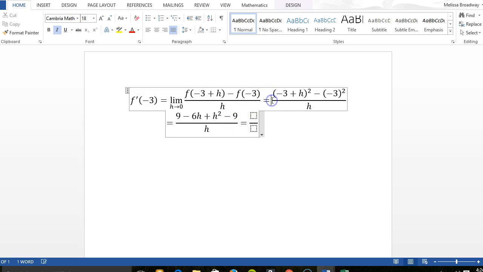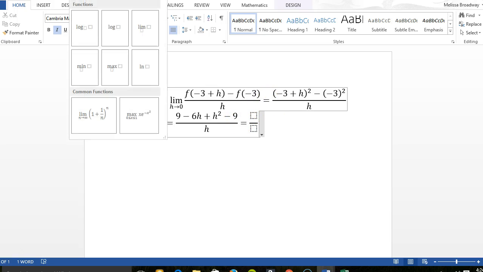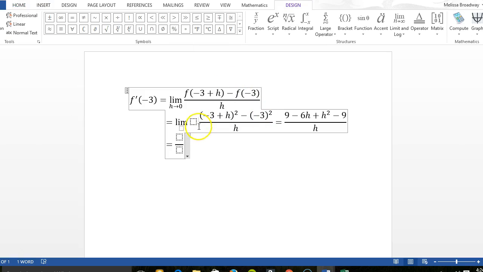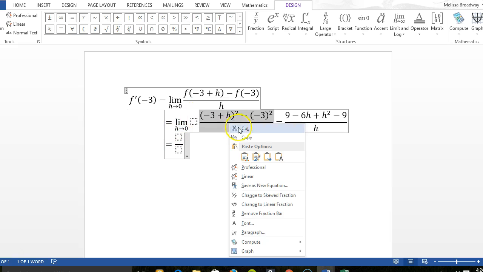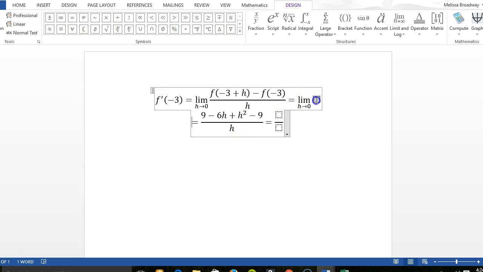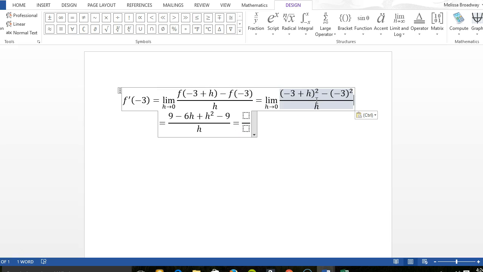Oops, I forgot my limits. Sorry, guys. My bad. Everything I said was good. My difference quotient was perfect. I just forgot my limits. How do you like that? So let me cut that and paste it. Sorry, I'll hurry this up. I need to do the same thing here. I'm getting sloppy.